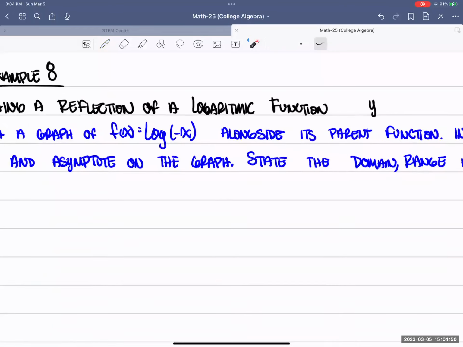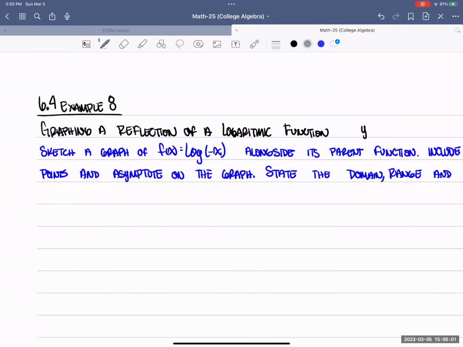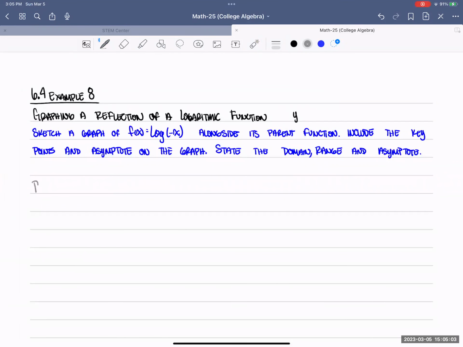So here we have our graph, our function. Without any shifts or translations, we're just getting rid of that negative sign. So for this, our parent function is just going to be log of x, and our parent function p of x.